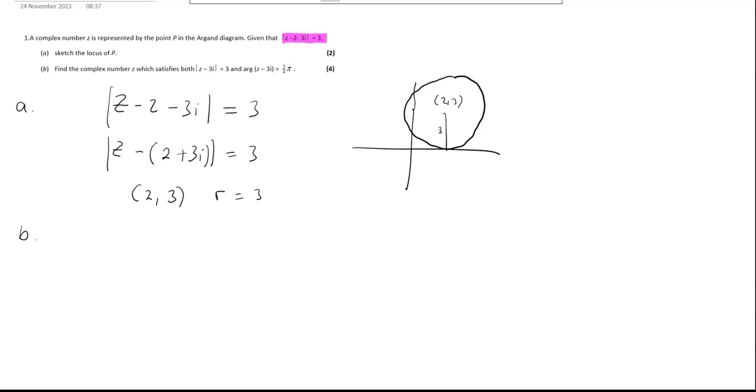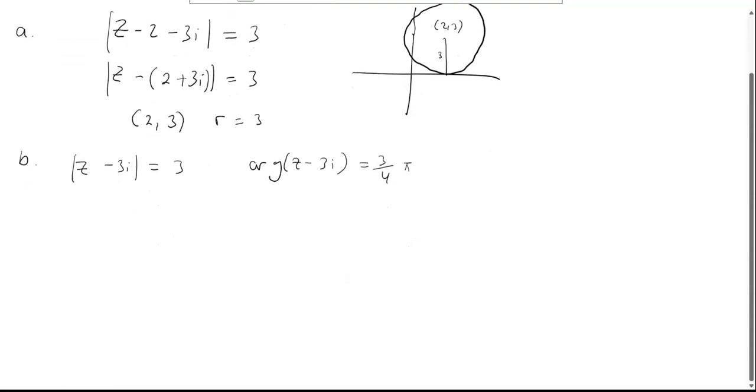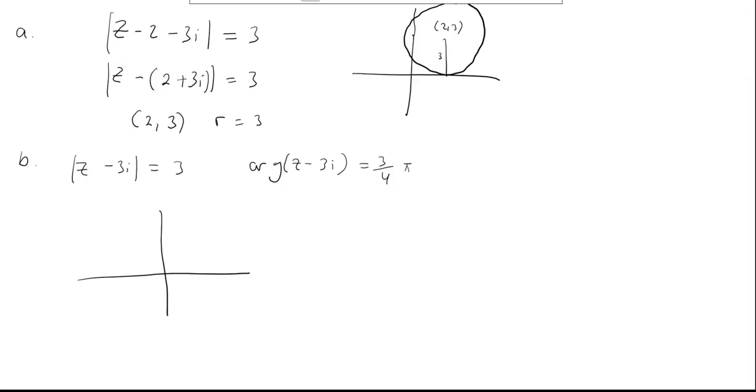Now part B. Find the complex number z which satisfies the modulus of z minus 3i equals 3 and the argument of z minus 3i equals 3/4 pi. So again, we recognize that the modulus of z minus 3i is a circle, radius 3, and the center is at (0, 3). So it just touches at the origin. Something like this.